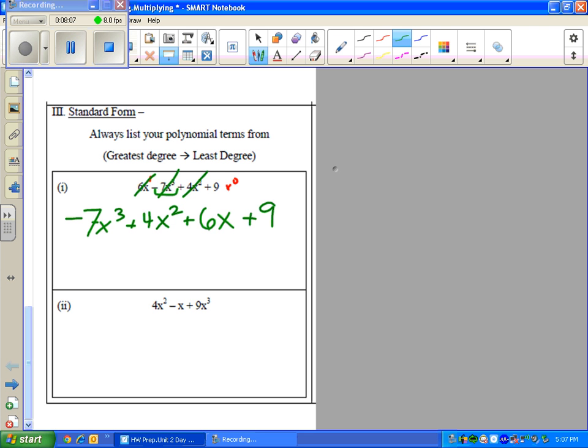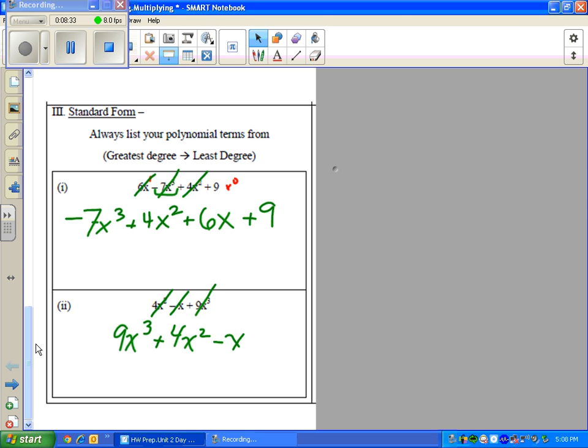Okay, let's take the last one here. 3 different terms. We want to put them in the correct order. The highest degree is the third. That 9x to the third is being added, so we just add 9x to the third. The second highest term is the squared. It's out in front, it's going to be positive, so we'll add it. Plus 4x squared. And the last one there is the minus x. So we've got to make sure we are keeping those signs in front of the term.